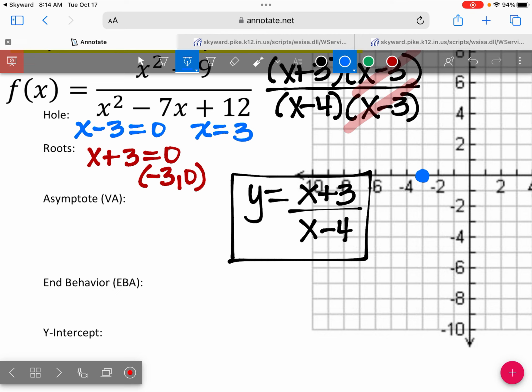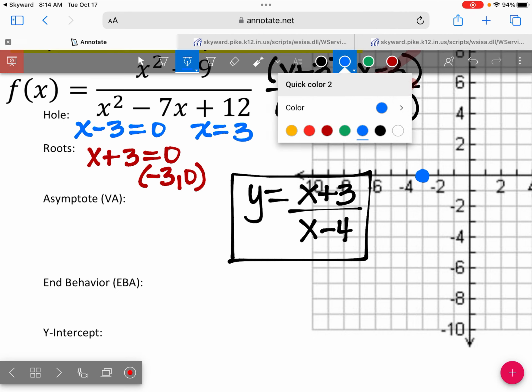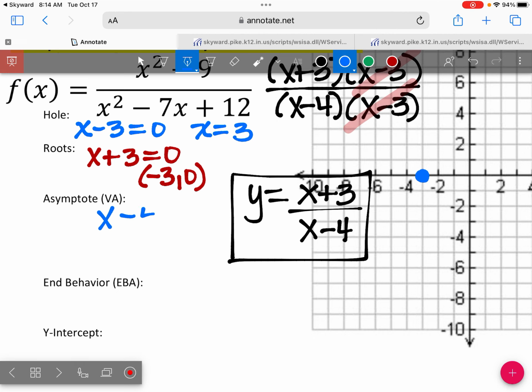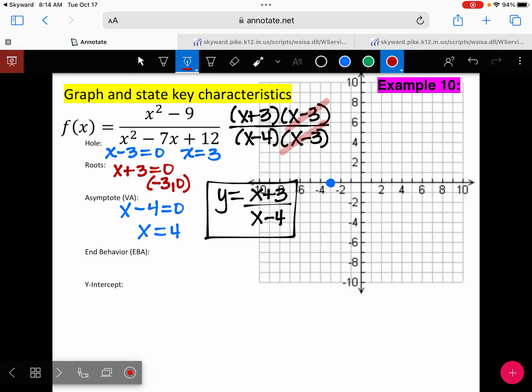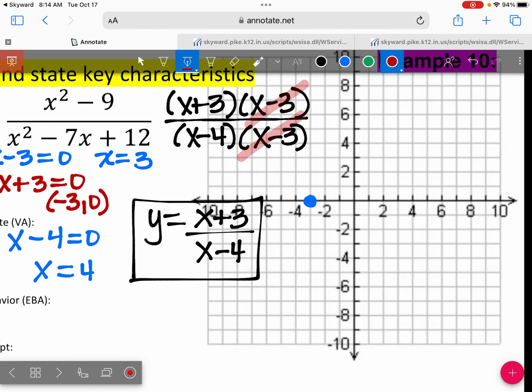Where do you look for your vertical asymptote? Denominator, set that equal to 0. Draw in a vertical asymptote at x equals 4. So I'm going to draw that in. I like to use 2 different colors, so I put my asymptote in a different color. I'm going to put that in red.